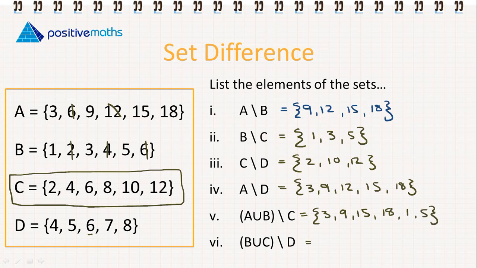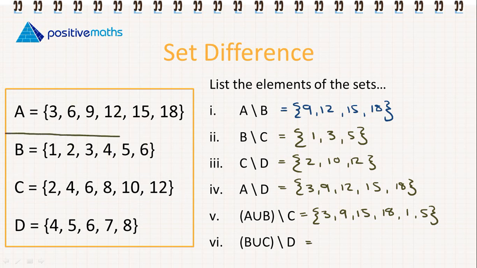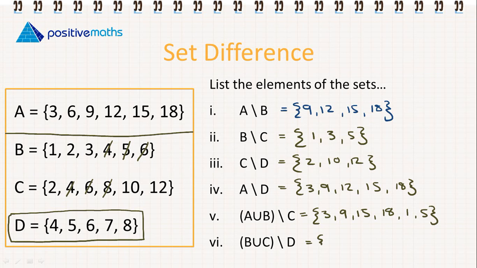Okay, so the same idea for B union C without D. So we're looking at B and C, and we will not be including any of the elements that are also in D. So we won't be including 4, we won't be including 5, we won't be including 6, 7 isn't in B or C, and we won't be including 8. So the elements that we have left, we have 1, 2, 3, 10, and 12.